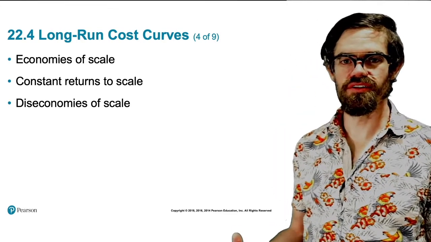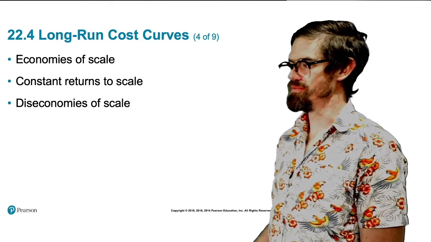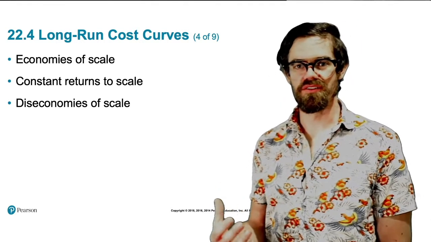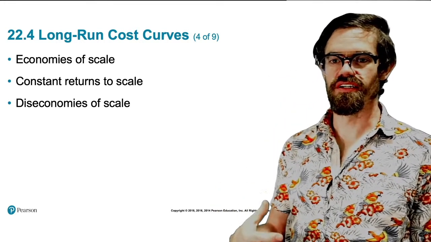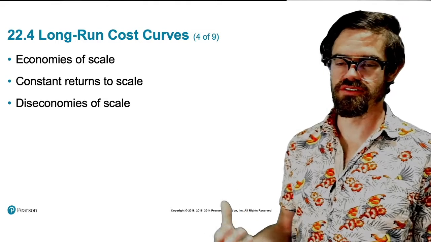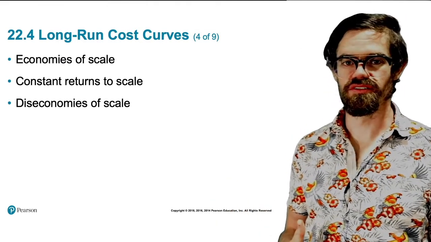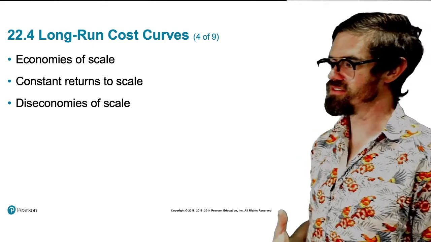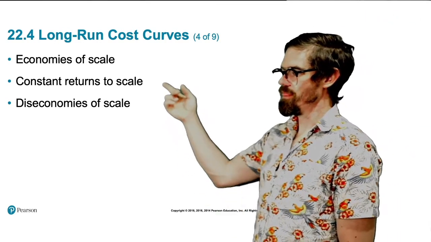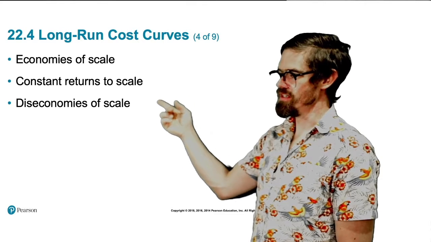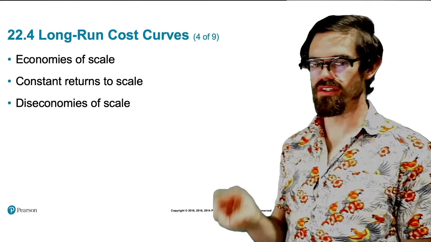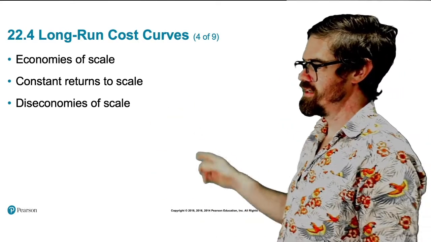Well, as it turns out, it has to do with efficiency, and in particular, efficiency of something called scale, which basically is a fancy word for size, right? So the size of the business determines how efficient it is. Okay, so what this does is it splits the long-run average cost curve into three different parts.